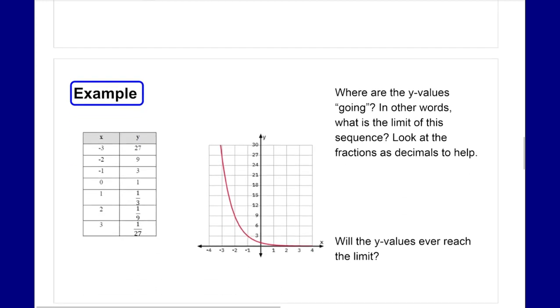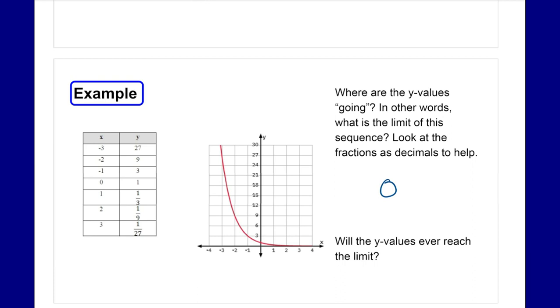For example, I have a graph here. I have my table of values. Graphically, I can see it. You can take a look at the pattern in the y values and see what's happening. But where are the y values going? In other words, what is the limit of this sequence? Well, they start at 27, they go down by a third, and we get to 9. They divide by 3 again, we get to 3. Divide by 3, divide by 3, divide by 3. Similar to the last one, instead of dividing by 2 every time, we're dividing by 3 every time. So in this case, we are getting closer and closer to 0.